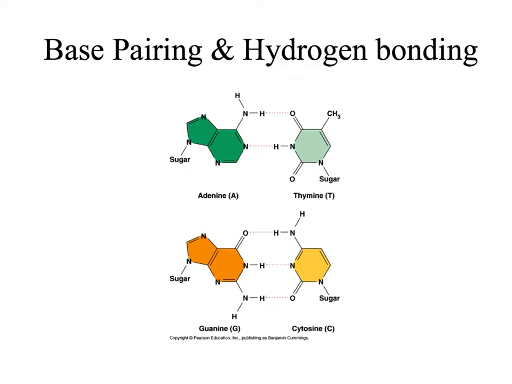So, base pairing and hydrogen bonding. What actually happens, like we've talked about before, is the bond between your base pairs is going to be just a little hydrogen bond, right? So guanine and cytosine are still going to hook up together in DNA, and adenine and thymine are still going to hook up together in DNA, but the actual bond is going to be a hydrogen bond.